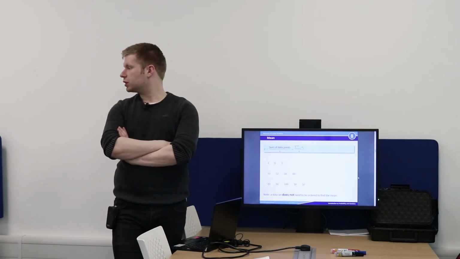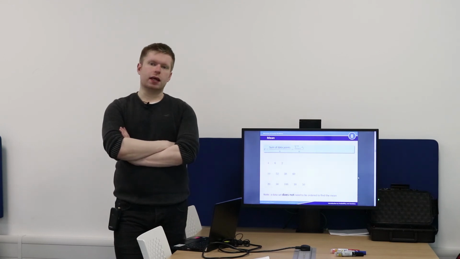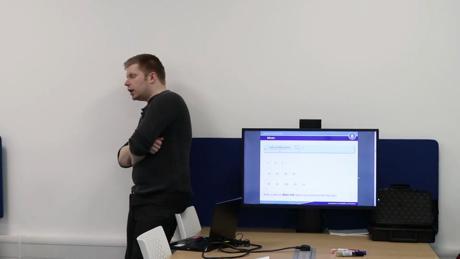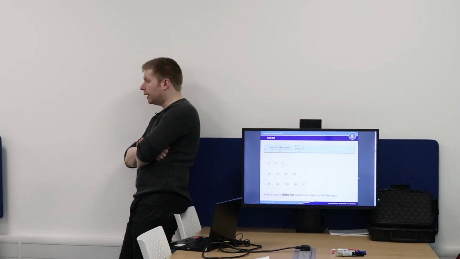Does that make sense how we calculate the mean? Is this all fairly familiar to you? You've all looked at this before? Mean, median, mode, measure of central tendency, etc. Good, excellent. Now you notice as well, we had to order the data set for finding the median. Do we have to order the data set to find the mean? Of course not, absolutely not, because we're just going to add them all together anyway. Okay, good.